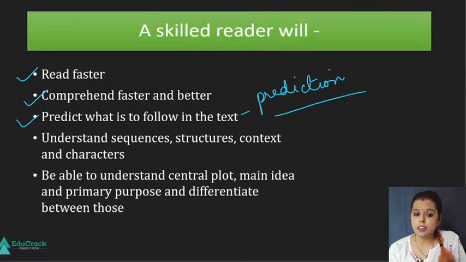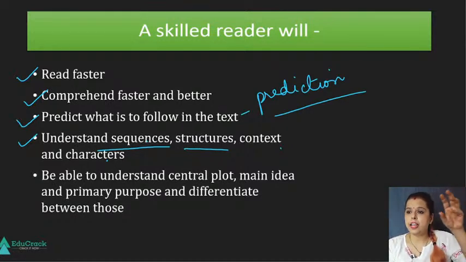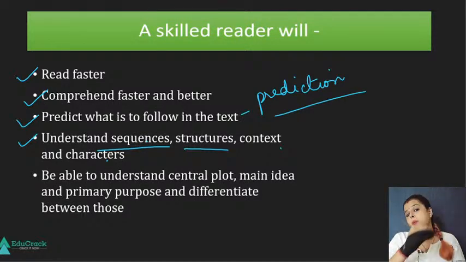If you're a skilled reader, you'd be able to understand sequences, structures, context, and characters, right? So when I say understand sequences, structures, context, and characters, what are sequences? Whenever a passage is written, it is written in a format where everything has a proper place. So first comes the introduction, then there would be the supporting argument, then supporting examples, then there could be a contradictory argument, and then contradictory examples as well. So this is what a sequence and structure looks like.